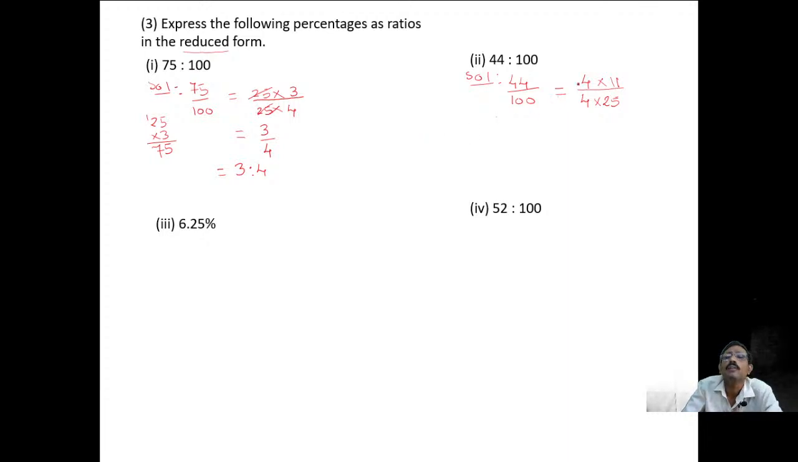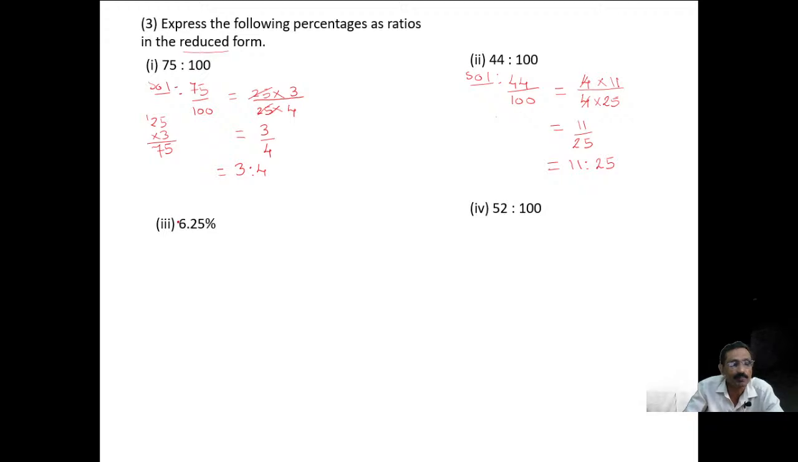So, 4 ones are 4, 4 ones are 4. What do I get? I get 11 upon 25. Can I reduce it further? No, I cannot reduce it further. So, when you can't reduce it further, we will write the ratio 11:25.